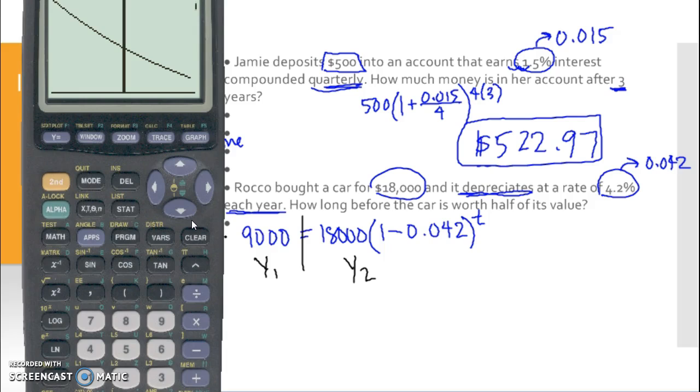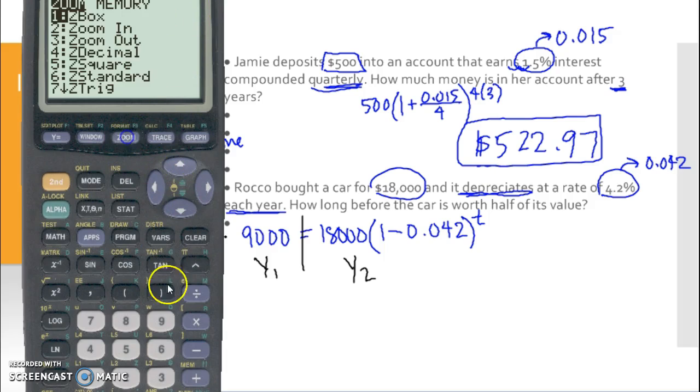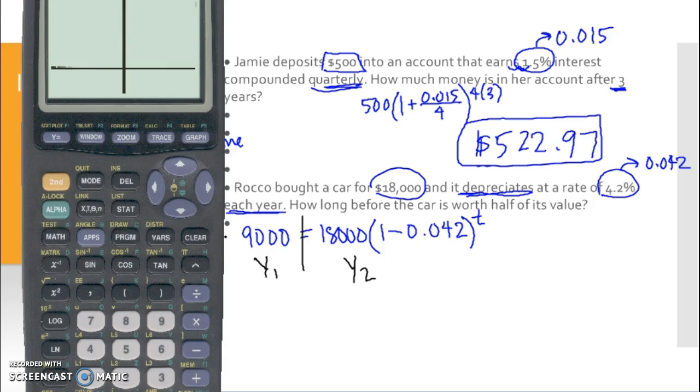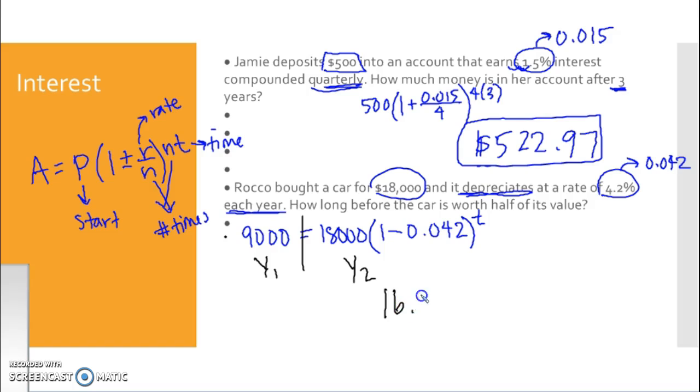And we just want to see the intersection in our graph. So if I can't see it, which it's done loading, I can't see it, I'm just going to zoom out one time. So zoom 3, enter. Alright, there's my horizontal line. Here's my exponential. My intersection's right in here. So once it's done, I'm going to go second trace 5, enter, enter, enter. Let it load, and we get 16.15 years.